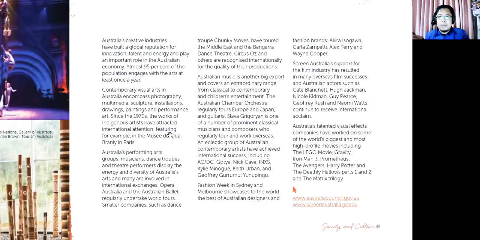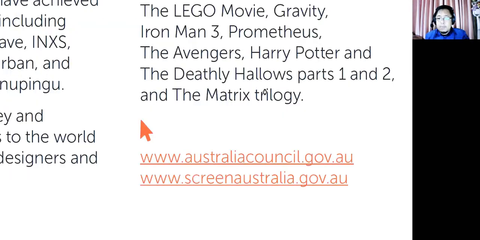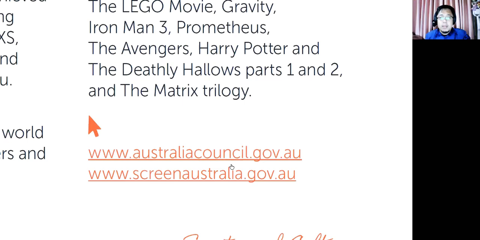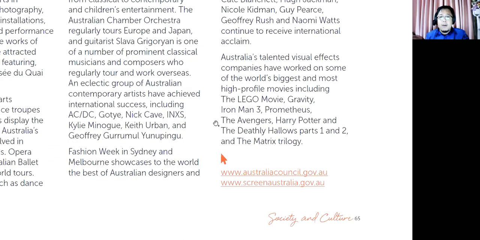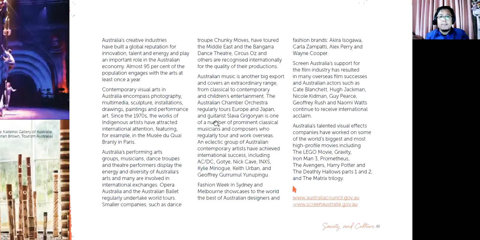There's a lot of information going on about Australian music, visual arts, and performing arts, creative industries, Screen Australia support, and talented visual effects. So a lot of things that you can find information more in here from this website, www.australiacouncil.gov.au and www.screenaustralia.gov.au. So a lot of interesting things you can find about arts in Australia.